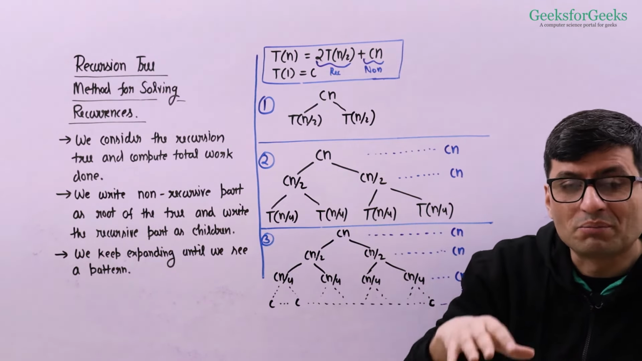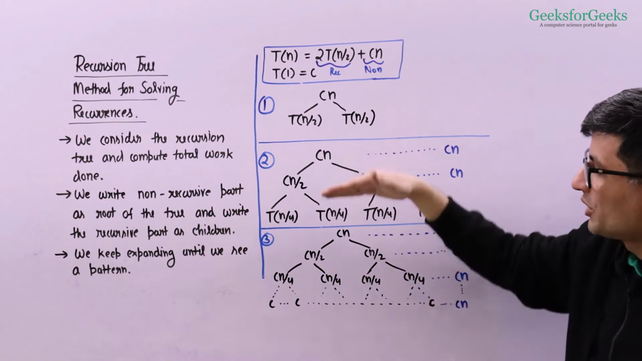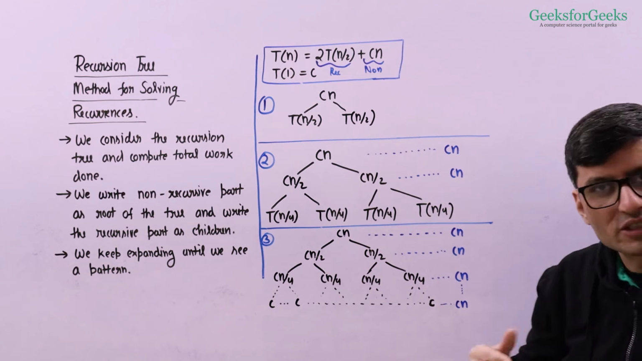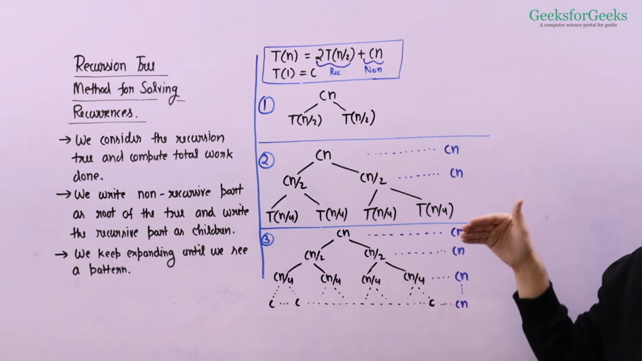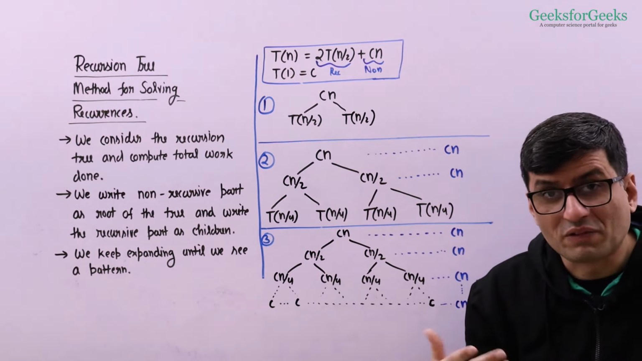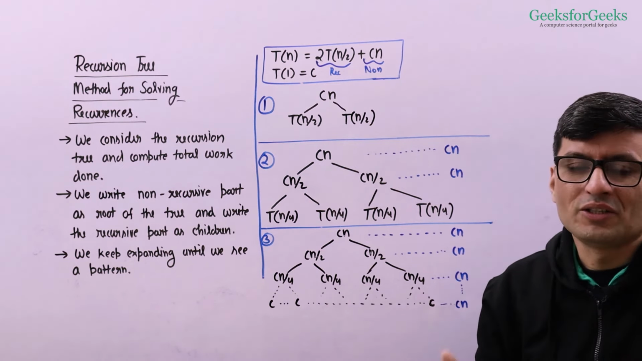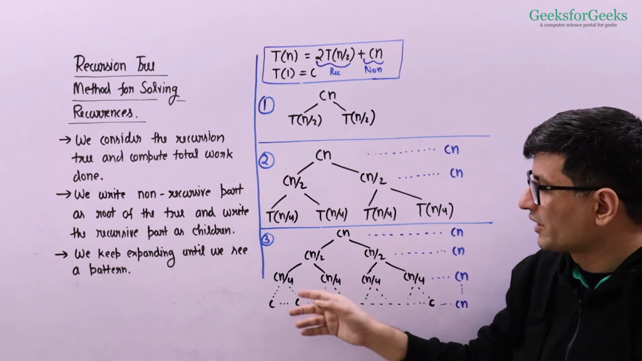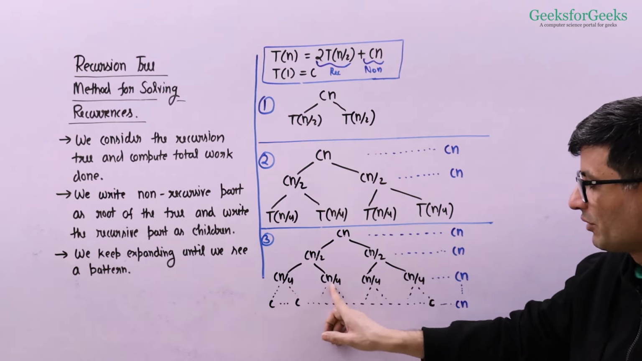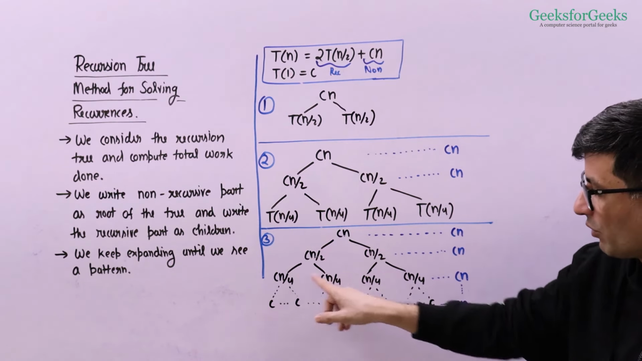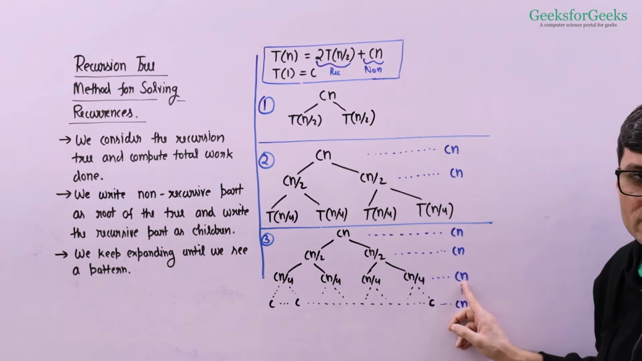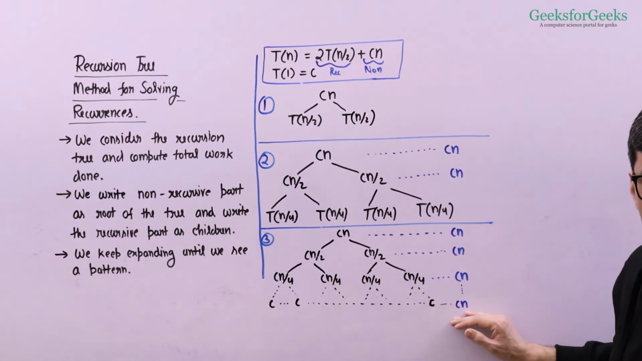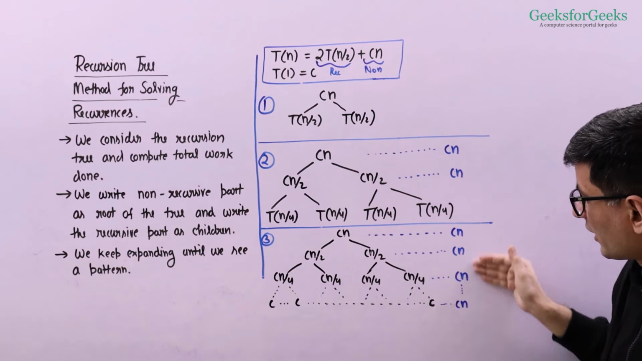See, we need to compute the total work done. How much work are we doing here? Cn. And how much work are we doing here? Cn/2 plus Cn/2, which is Cn. You might have guessed the pattern now, right? As soon as you find a pattern, you can stop drawing the recursion tree. I have drawn one more level for more clarity. Next time we are going to have Cn/4, Cn/4, Cn/4, Cn/4, and you have 4 times Cn/4, so you have total work done again as Cn. And at the bottom level, you will have C, and you will again have Cn. So you are doing Cn work at every level.